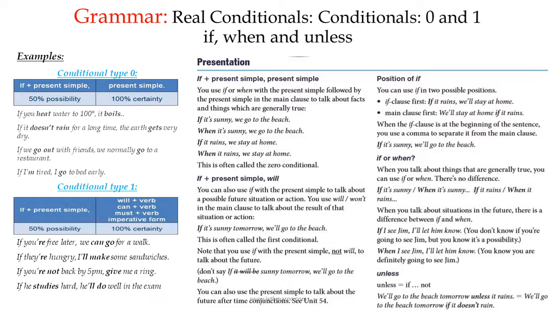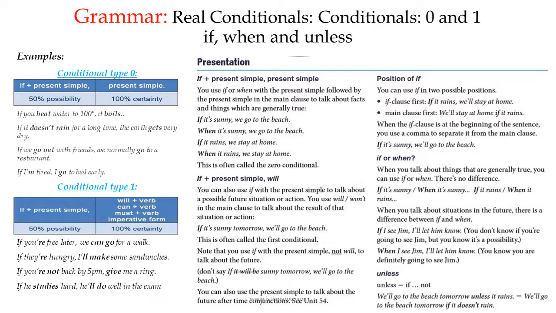3, if you are not back by 5 p.m., give me a ring. This is a verb which is in the infinitive also, of course. 4 and finally, if he studies hard, he'll do well in the exam. So here, if plus simple present plus will plus verb in the infinitive. Okay, presentation. If plus present simple plus present simple. You use if or when with the present simple followed by the present simple in the main clause to talk about facts and things which are generally true.